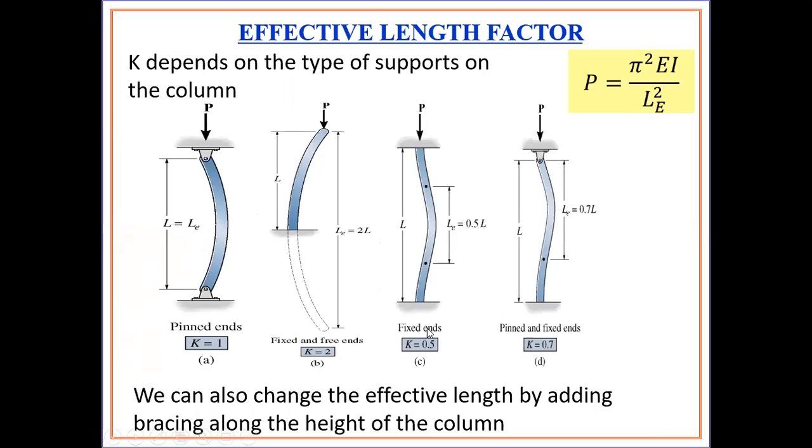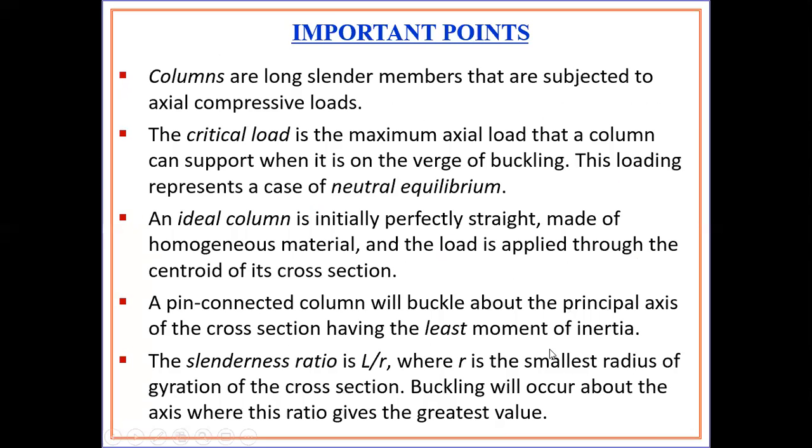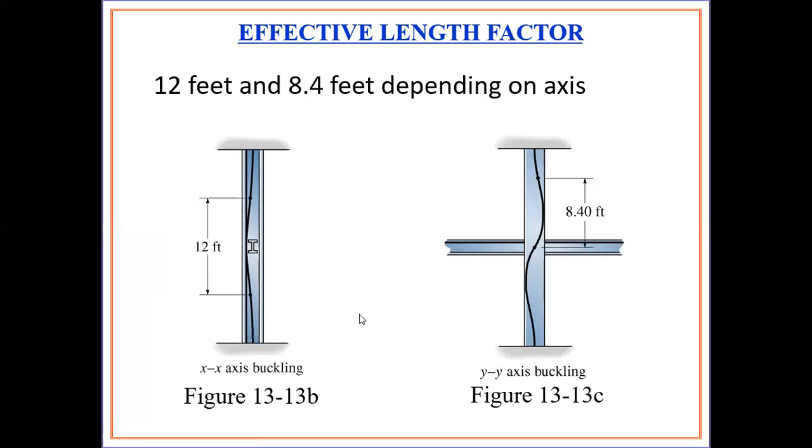The fixed end, both ends fixed, K is equal to 0.5, and one end fixed and one end hinge, for that it is 0.7. So 24 multiplied by 0.5, which is equal to 12 feet.